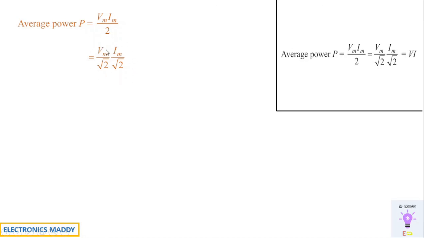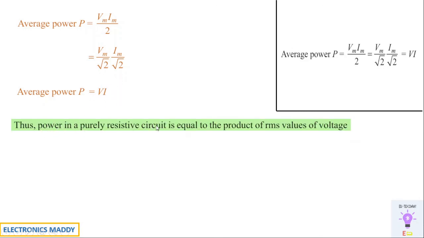The reason why we are splitting it in this form is because we are trying to represent the average power in terms of the RMS value. So the average power can be written as P is equal to V into I, because V is taken as Vm by root 2 and I is taken as Im by root 2. V and I are nothing but the RMS values. So the power in a purely resistive circuit is equal to the product of the RMS values of voltage and current. I've not represented current over here, but add that statement as well. So it is basically the product of the RMS value of voltage and current for a pure resistor. I guess this concept is clear.